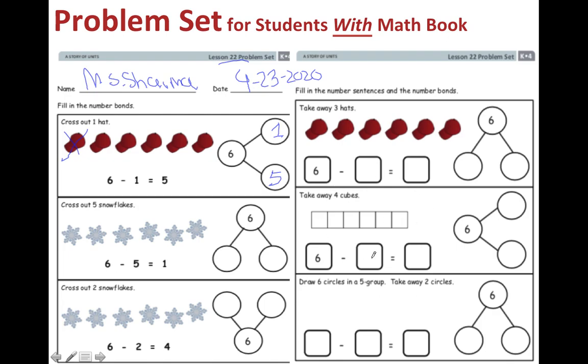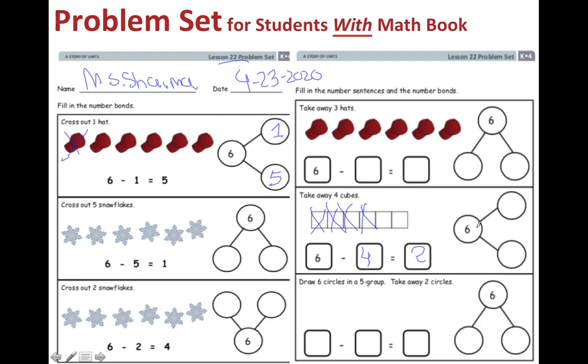So I'm going to do this one because it's a little bit different. It says take away 4 cubes. So I'm just going to cross off 4 cubes. So I have 6 take away, or 6 minus 4. How many cubes are not taken away, or that I didn't put a cross on? It says 2, right? 6 take away 4 equals 2.